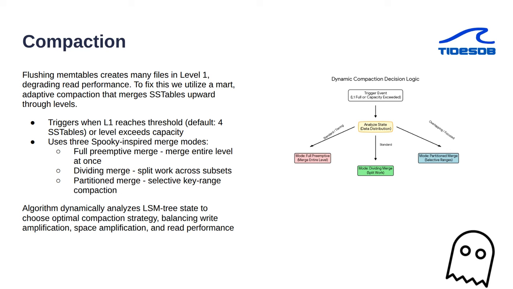The goal is simple: efficiently merge data to maintain performance. We trigger compaction when level 1 hits an n amount of SS tables, or when any level exceeds its capacity. Then our dynamic algorithm kicks in and chooses the right merge mode. This keeps the LSM tree healthy and balanced for fast writes, fast reads, and efficient space utilization.